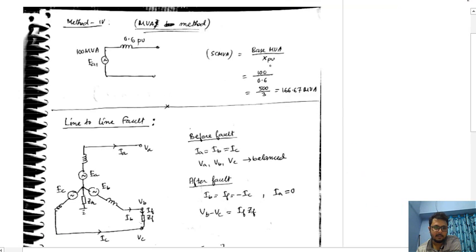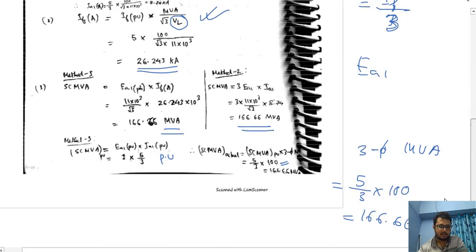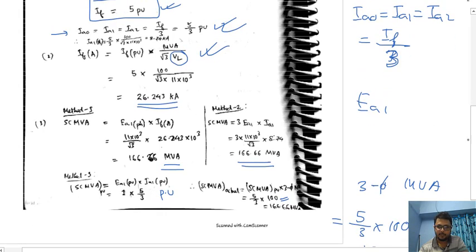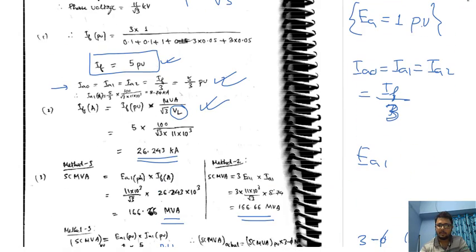There is another method, but there is no need for method number 4, because we have already understood this one. 3 methods are enough. Anyone you can do. Is it clear? This kind of problem generally comes in the GATE exam, so it is very important you should know this kind of problems.